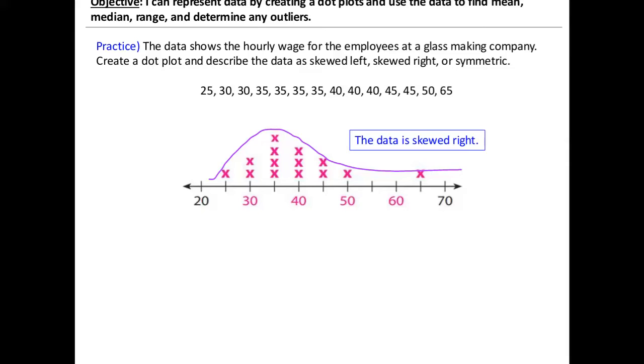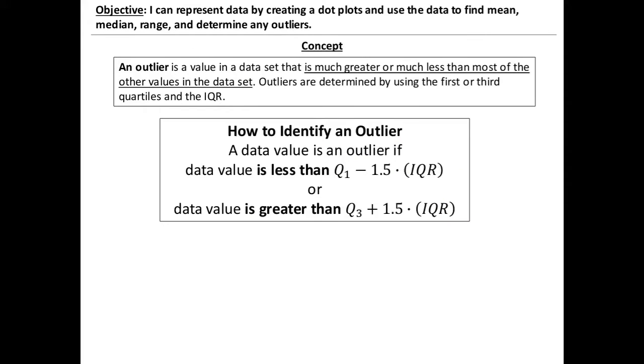Okay? All right. The next thing we need to talk about is the outliers. So is the value far enough to be considered an outlier? An outlier is a value in the data set that is much greater or much less than most of the other values in the data set. Outliers are determined by using the first or third quartiles and the IQR.